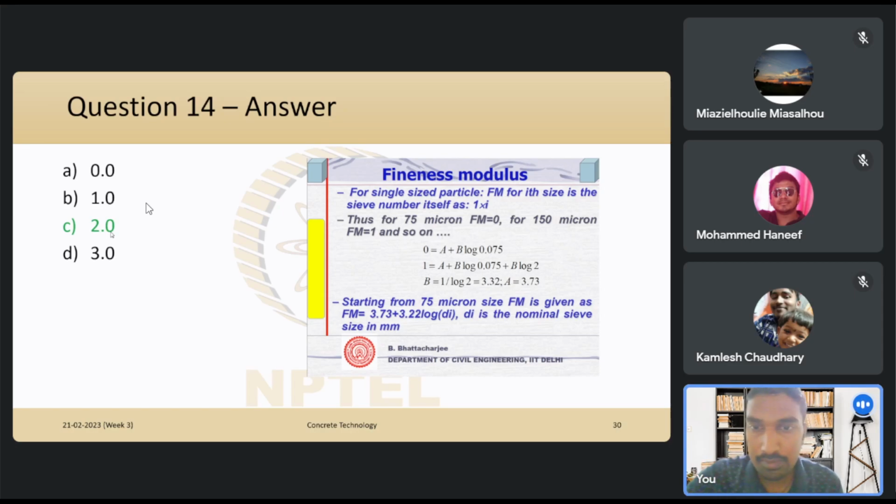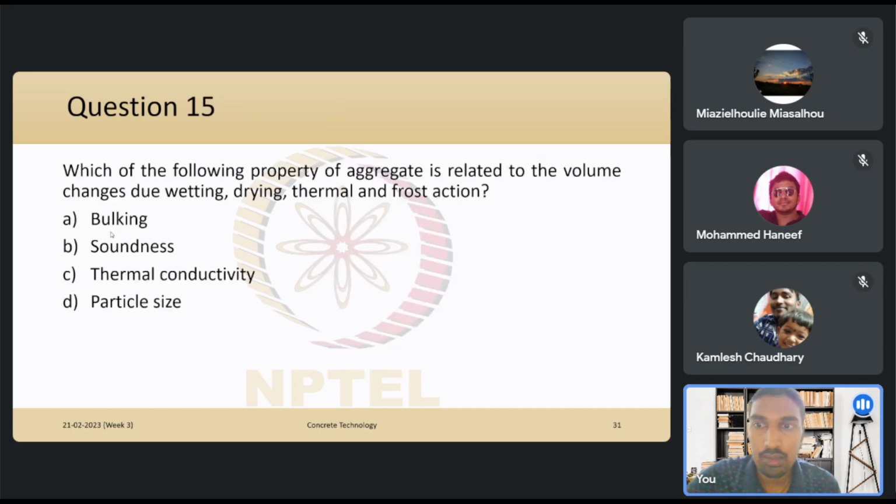Okay, any question? Okay, so if there is no question, moving on to question number 15. Which of the following properties of aggregate is related to the volume changes due to wetting, drying, thermal and frost action? Options are bulking, soundness, thermal conductivity and particle size.